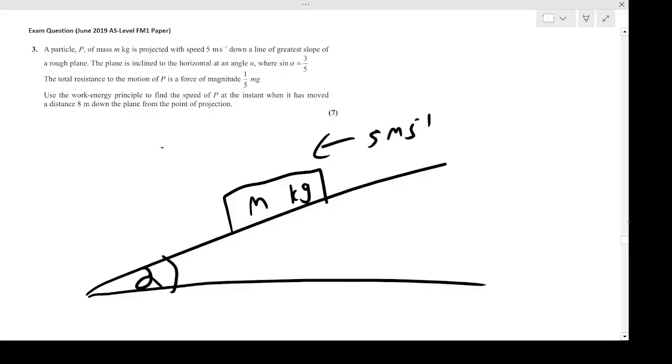And what we're asked for is the speed when it moves 8 meters down.